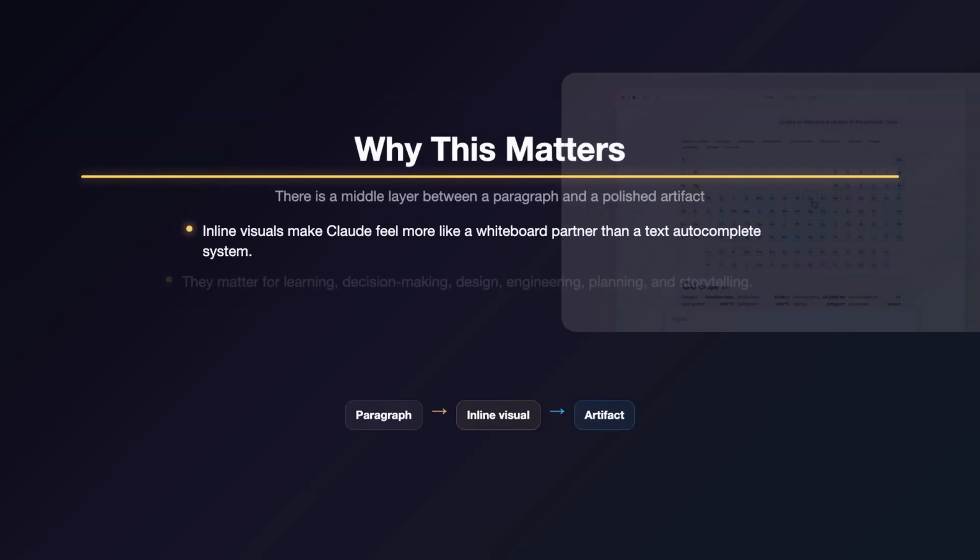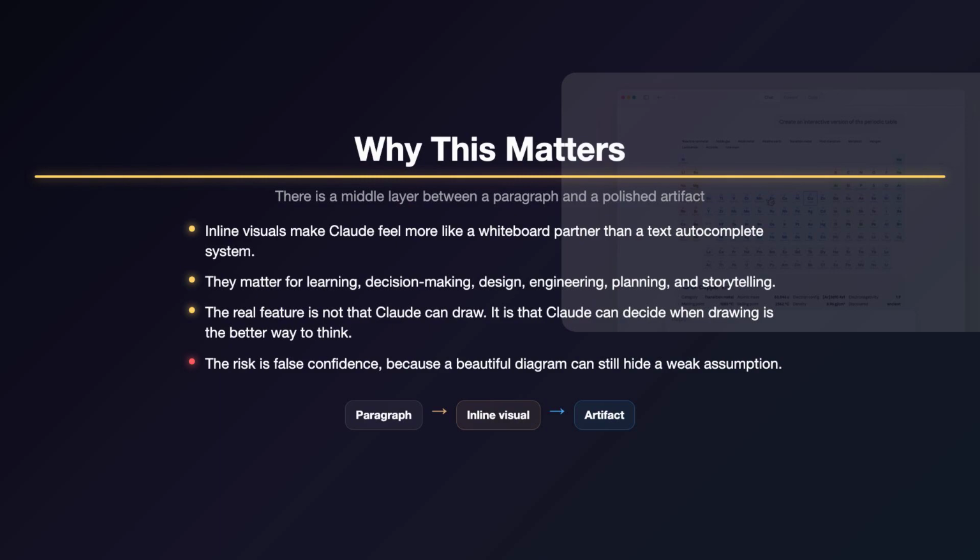The big product insight here is that there is a middle layer between a paragraph and a polished artifact. That middle layer is working memory made visible. If Claude can sketch the concept while it explains it, the interaction gets closer to a whiteboard session and farther from autocomplete with manners. That matters for learning, decision-making, planning, design, engineering, and storytelling. And it matters strategically because it makes Claude feel more like a collaborator than a summarizer.